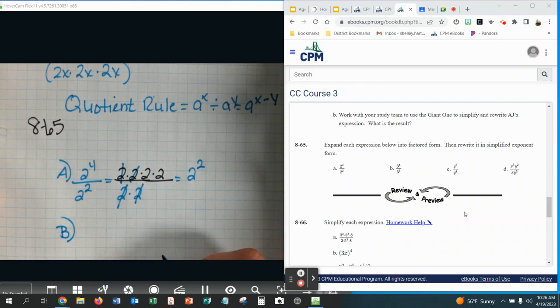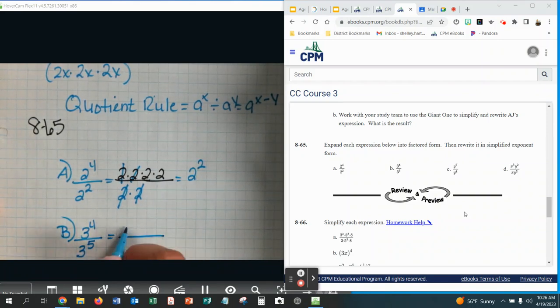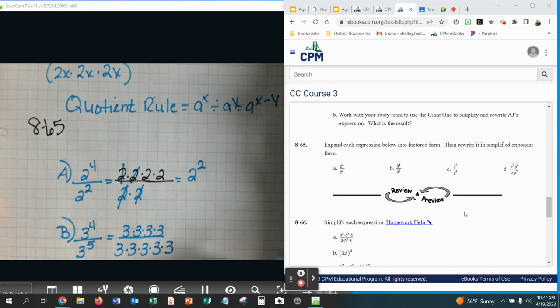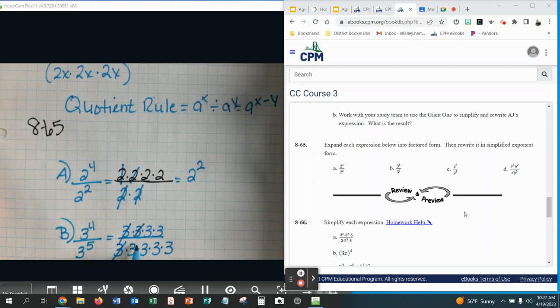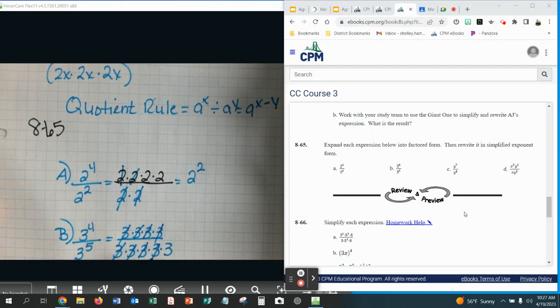Let's take a look at B. You've got 3 to the 4th over 3 to the 5th, which also equals 3 times 3 times 3 times 3 over 3 times 3 times 3 times 3 times 3. These cancel each other out, and all you're left with is 1/3.